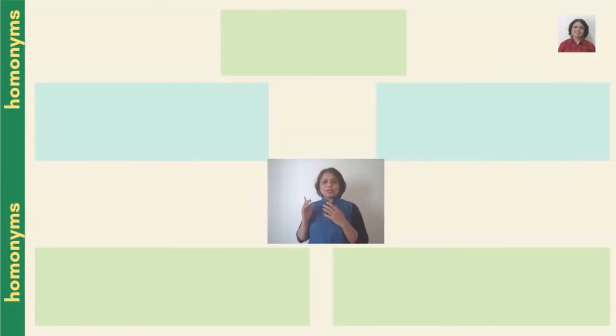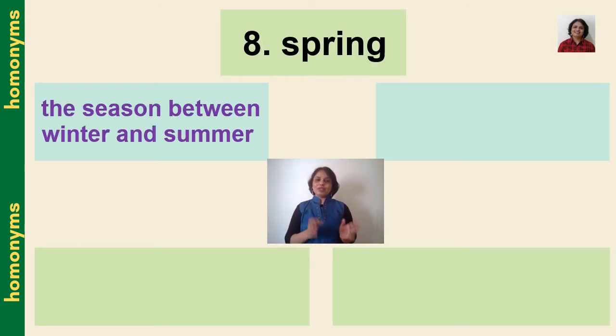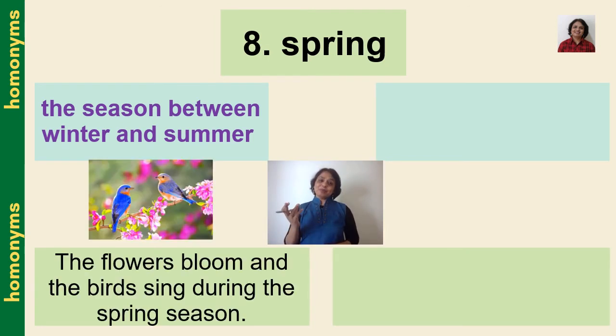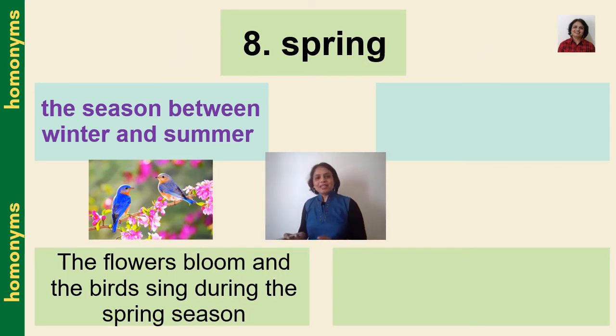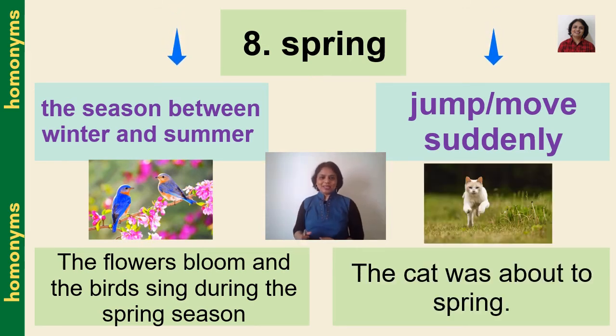Next is one of the most beautiful words on my vocabulary list, spring. Spring is the season between winter and summer. Like, for example, the flowers bloom and the birds sing during the spring season. Another meaning of spring is an action, to jump. Like, for example, the cat was about to spring.